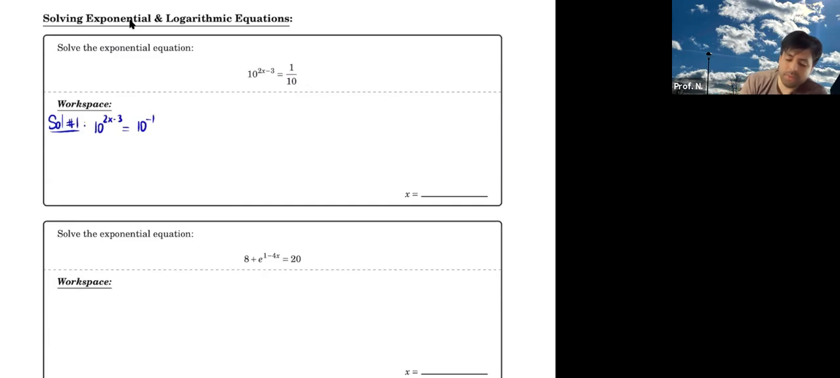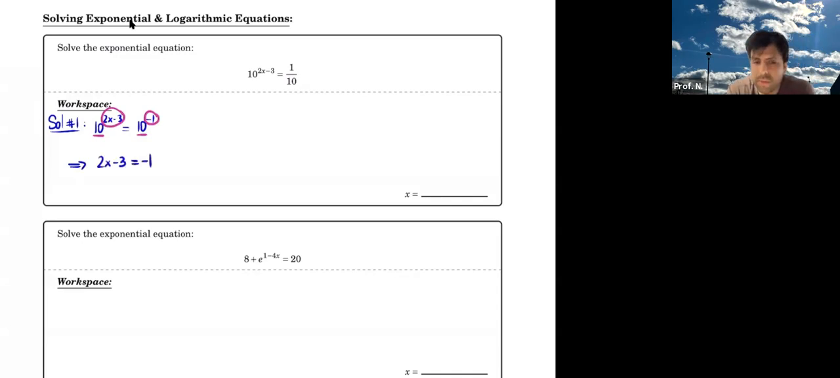And then what do you observe? You observe that you have the two bases that are the same, and there's an equal sign in between. So if two bases are the same and they're equal, then what must be true? It must be true that the exponents must be equal as well. They have to be the same. So we can say 2x minus 3 equals negative 1.